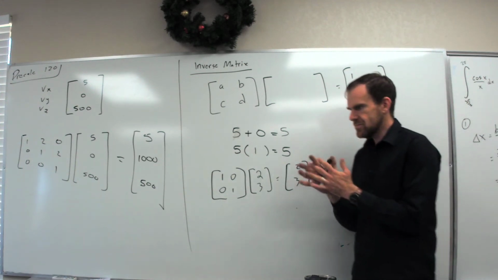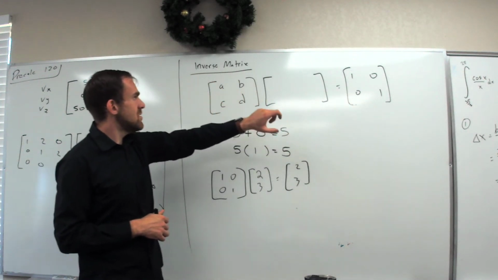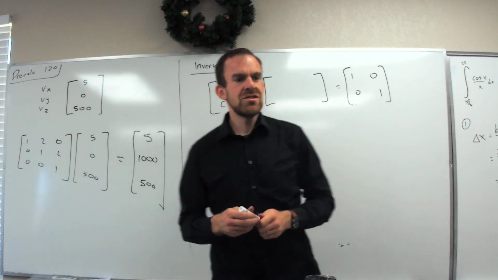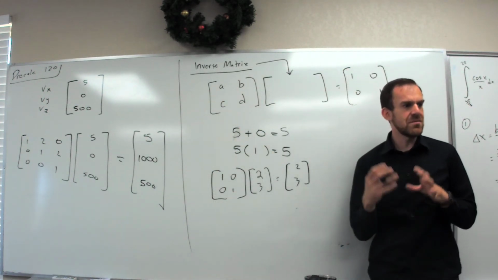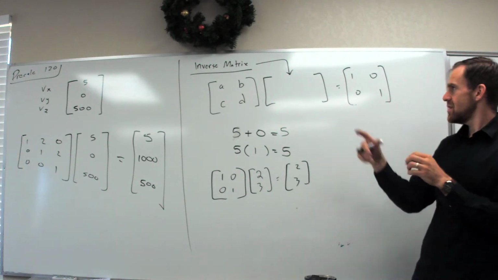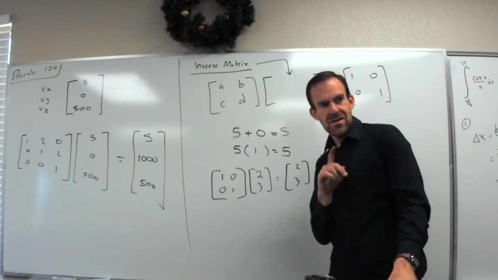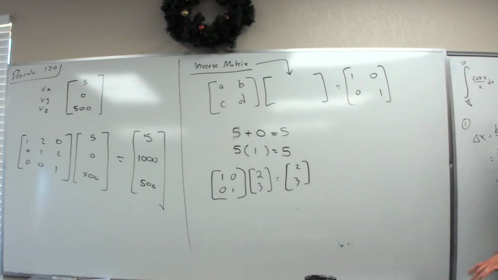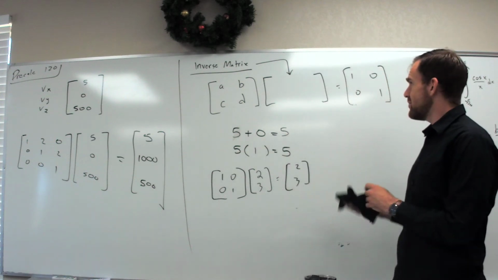Good question. Okay, so we like the identity matrix, and we want to find this matrix, which is called the inverse matrix. It's special because if you multiply something by the inverse matrix, you get the identity matrix. This will be important in a moment. So, how do we find the inverse matrix?